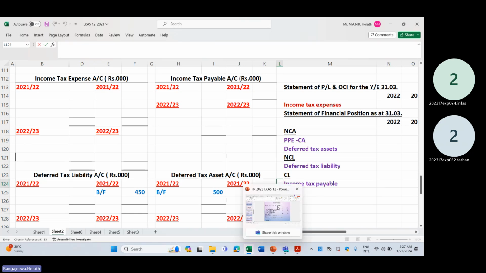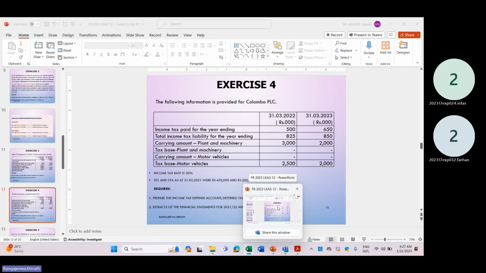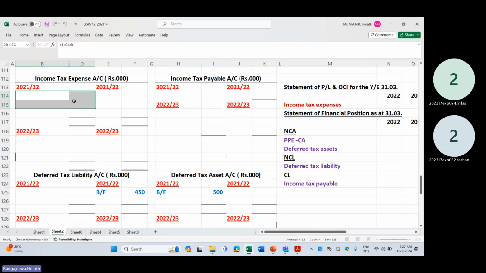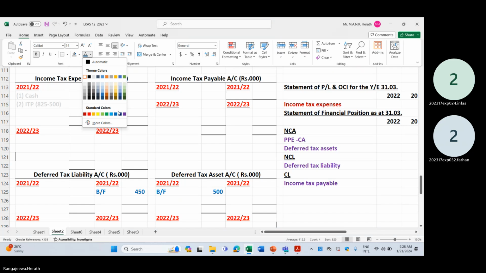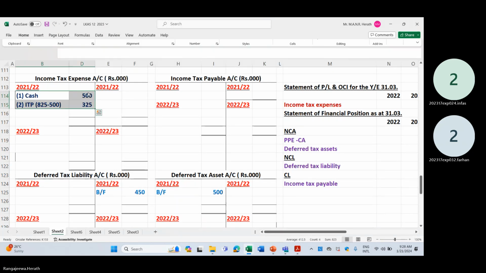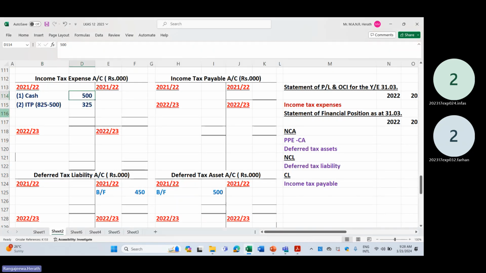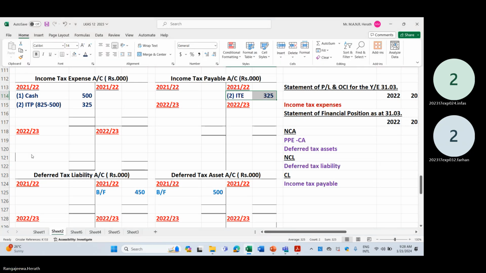Tax paid under self-assessment 500, total tax liability 825. So in 2022, tax paid under self-assessment: cash credit, tax expense debit. Total 825, so 325 tax expense debit, payable credit.